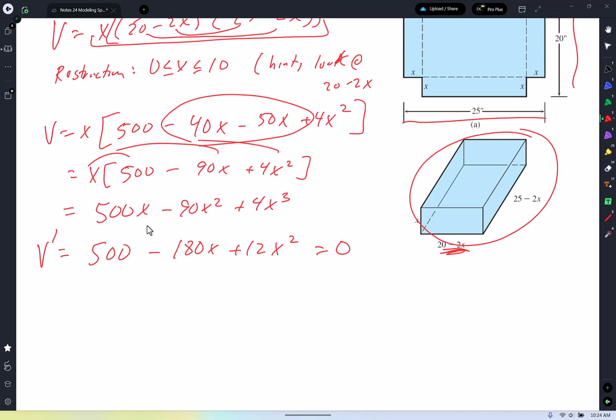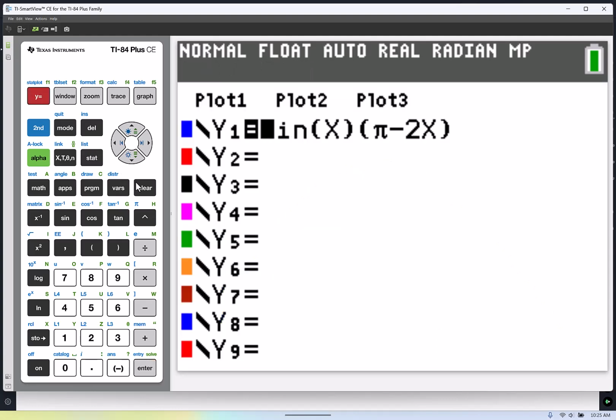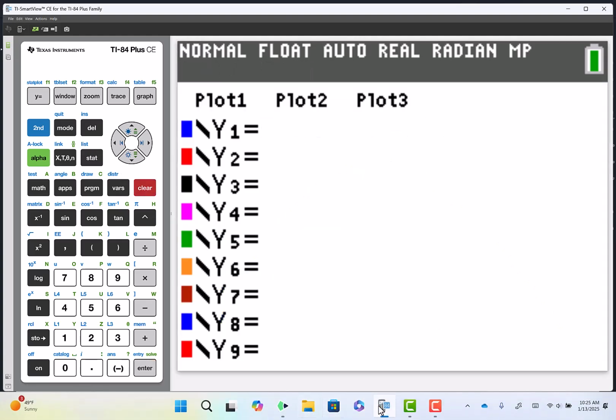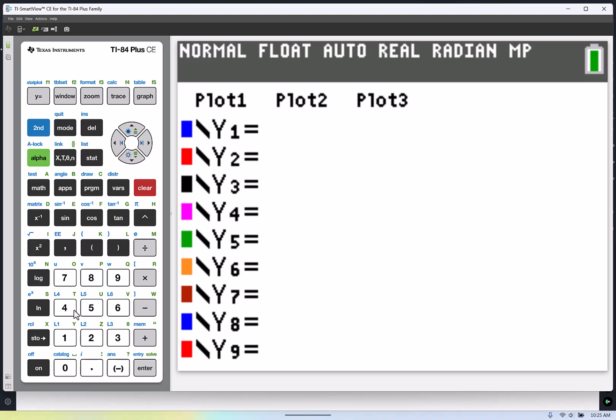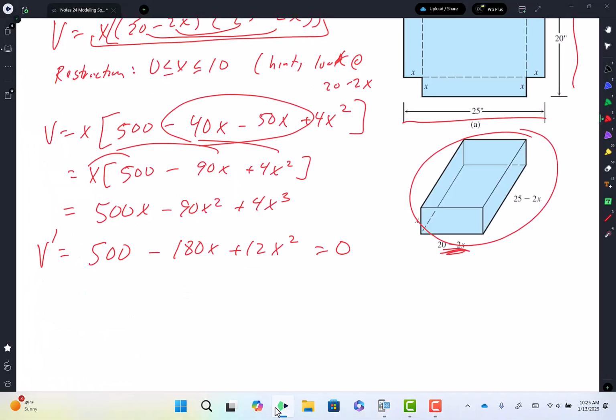What route do you guys want to go? See where it crosses the x-axis, or do you want me to use the quadratic formula? See where it crosses? Okay. Type this into y1, guys. Try it with me so you can practice. So y equals 500 minus 180x plus 12x squared.